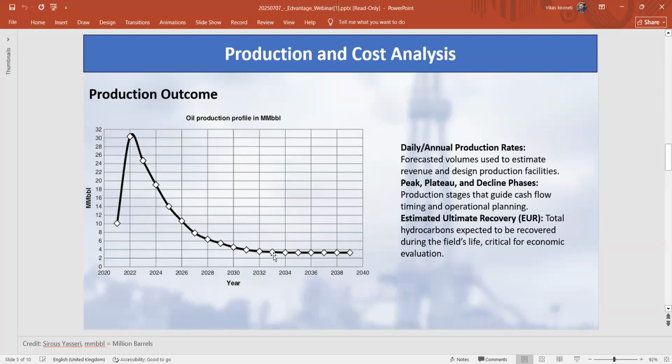And then after a certain time, you're at a point where you're only producing 4 million barrels per year, which is very low compared to what you were having, 32 million, 31 million barrels, right?